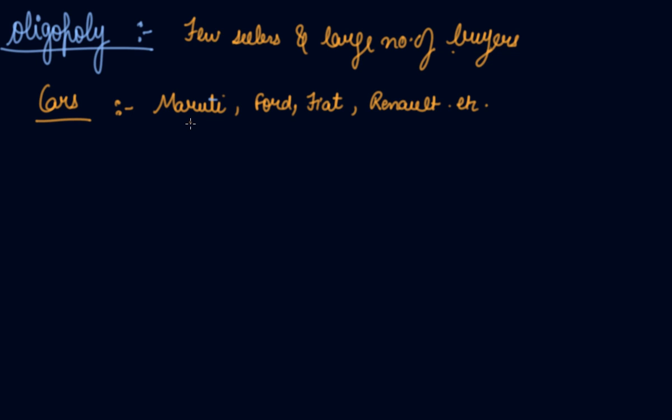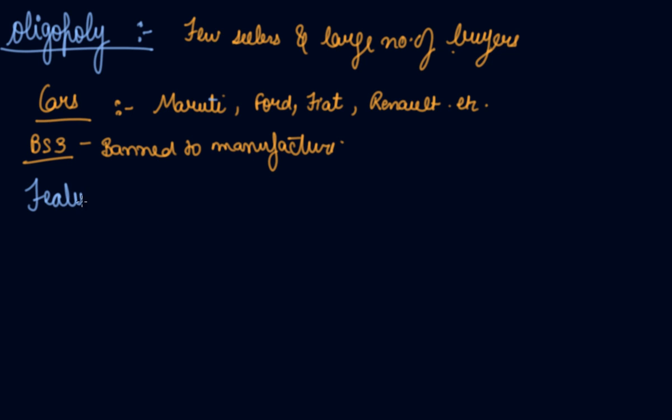If the government imposes any ban in the auto industry, it affects all. The current example is that BS3 category vehicles are banned to manufacture. Right, so it affects the whole two-wheeler industry. Your Hero was affected, your Honda was affected. So oligopoly is a market with few sellers and a large number of buyers, and they are interdependent on each other. So we can look at the features of oligopoly.